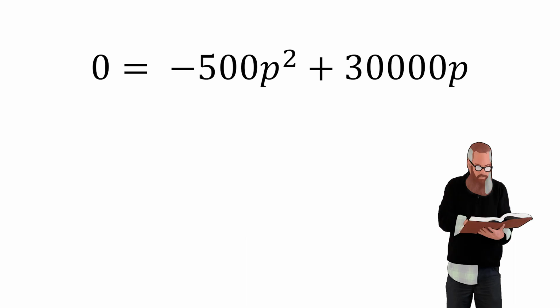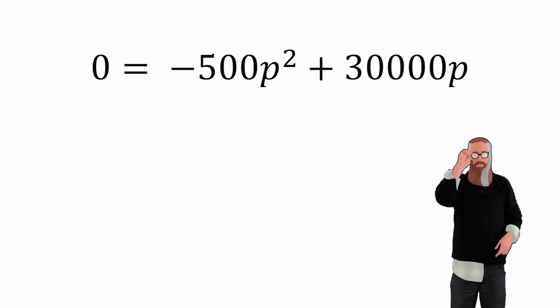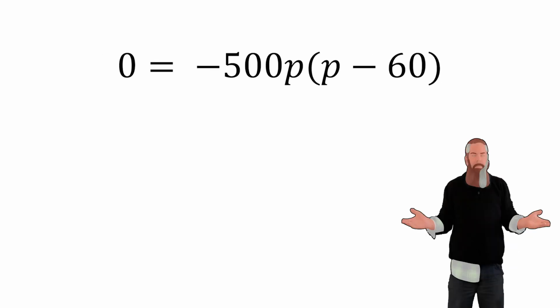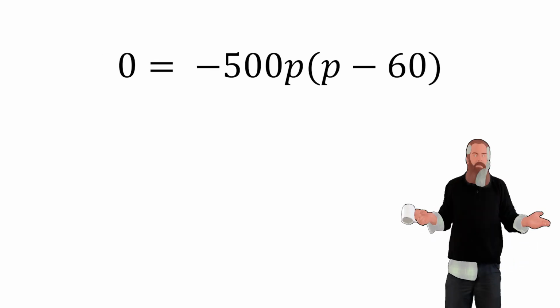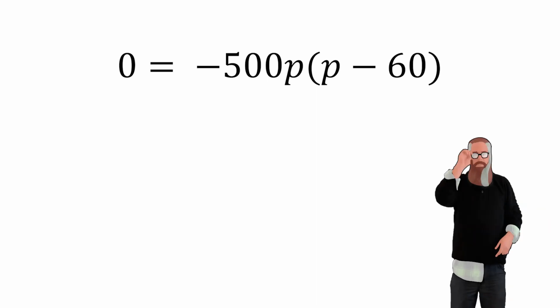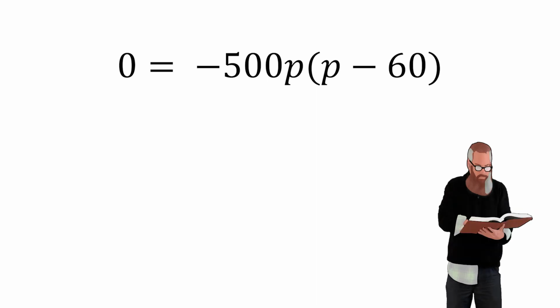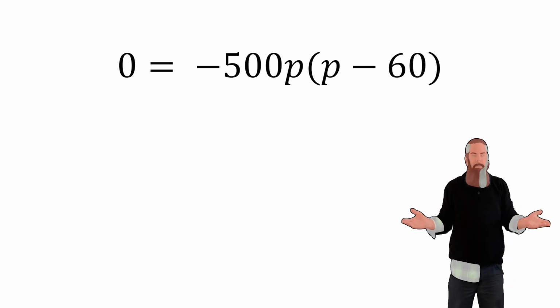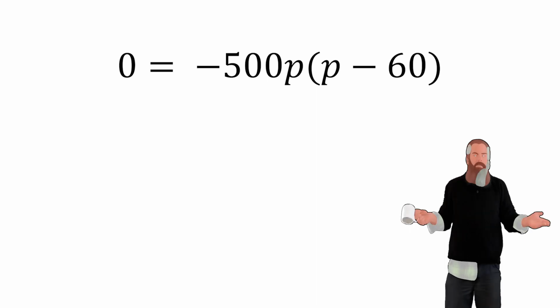First, look for a common term that can be divided out or factored out of each term of the right side of the equation. Note that this process is the reverse of the distributive property. Since both negative 500P squared and 30,000P are divisible by negative 500P, we're going to factor that out to get 0 is equal to negative 500P times P minus 60. You can check your work using the distributive property to verify that negative 500P times P minus 60 is equal to negative 500P squared plus 30,000P.